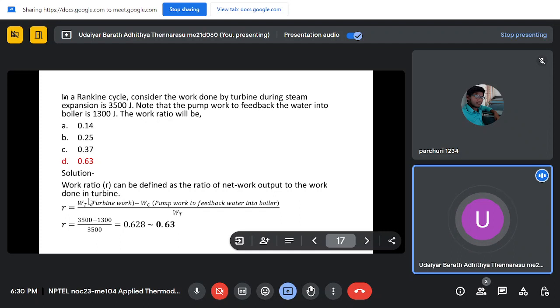So if you can see, the turbine work is given as 3500 and the pump work is given as 1300. You can substitute that: 3500 minus 1300 by 3500. It will come out to be 0.628, which is close to 0.63. So the answer is option D.